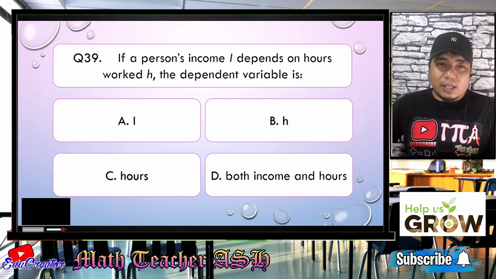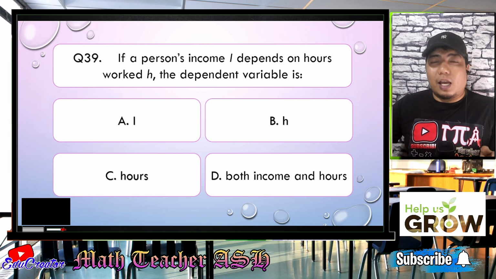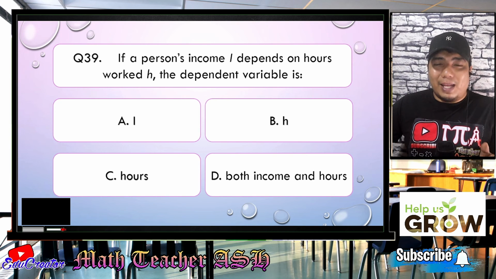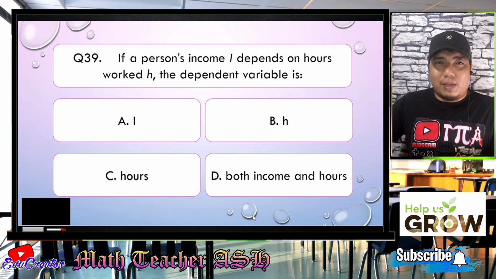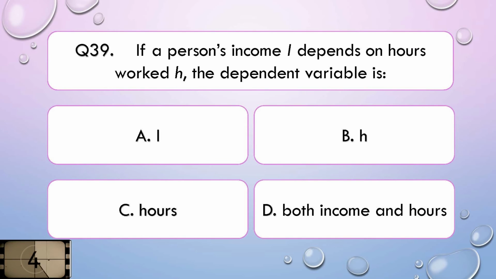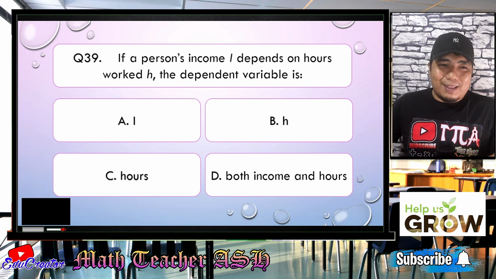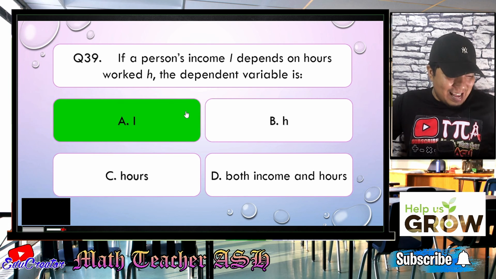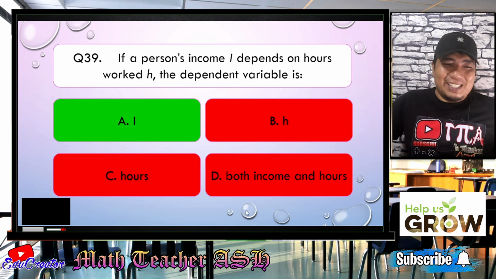If the person's income I depends on hours worked H, the dependent variable is it A, I, B, H, C, hours, D, both income and hours? I'll give you 5 seconds to think about your answer. All right, math learners, this question is very, very easy because it is already here. I depends on hours. So basically, the dependent variable is letter I. Easy, right? Very, very easy, my dear math learners.